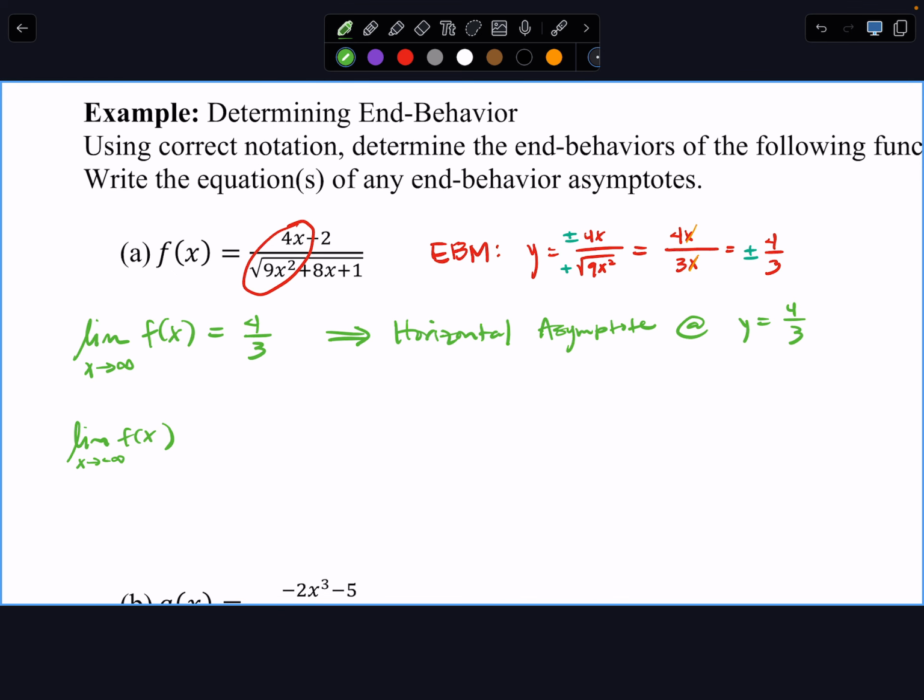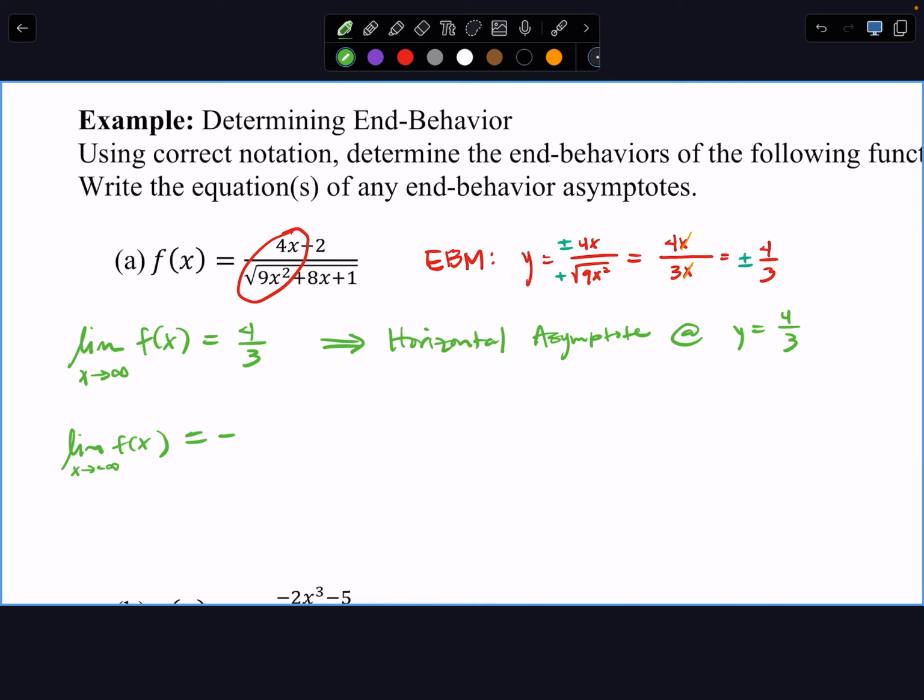But then referencing our end behavior model as x approaches negative infinity, the numerator would be negative divided by a positive is a negative. So this limit would end up being equal to negative 4/3, indicating that as x approaches negative infinity, f of x has a horizontal asymptote at y equals negative 4/3.